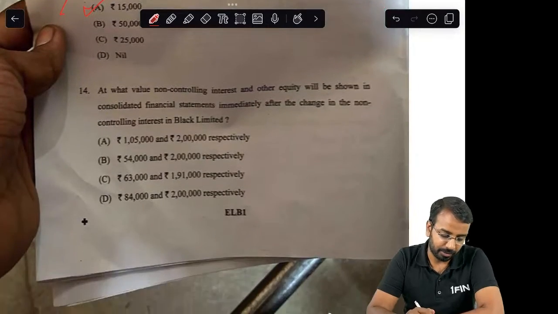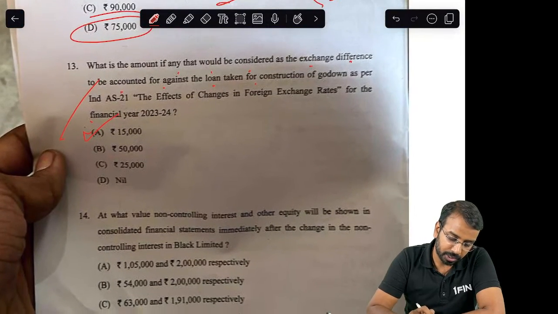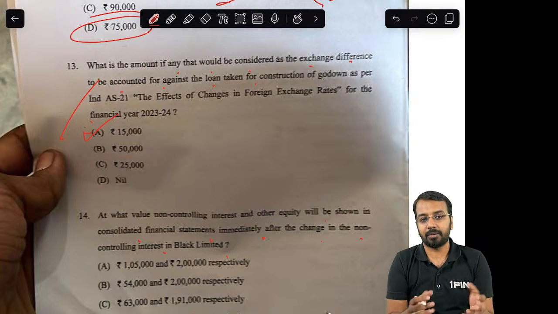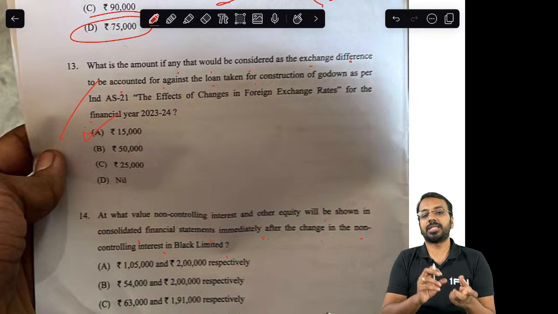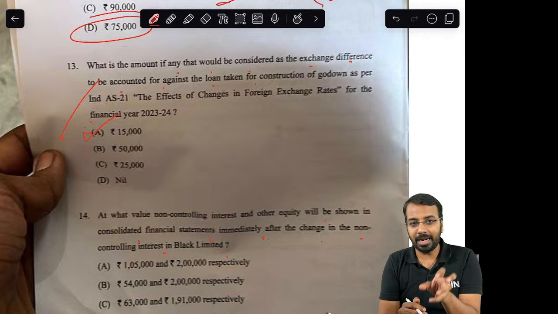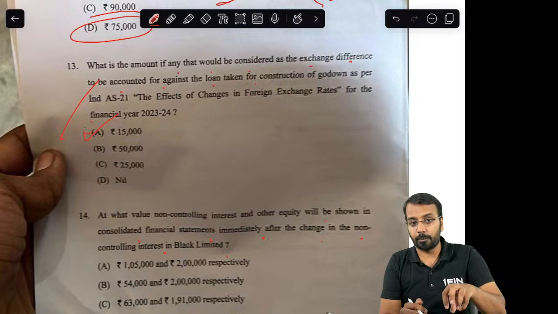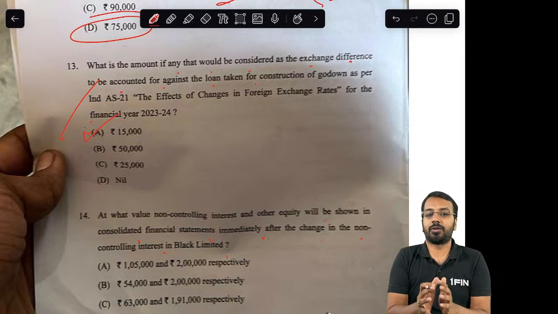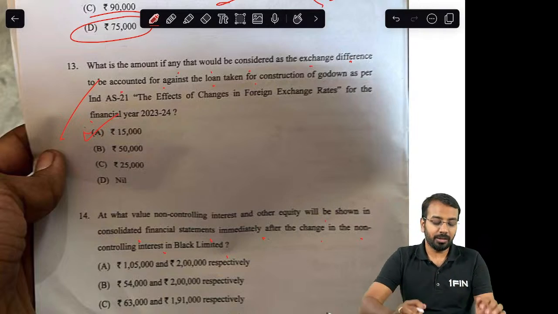Then, at what value non-controlling interest and other equity will be shown in the consolidated financial statement immediately after the change in non-controlling interest? So you can calculate. We have seen when we acquire additional stake, right? When additional stake is acquired, it is basically a transaction with non-controlling interest. You will reduce the non-controlling interest, and the other equity component, whatever is there, that also will be changed based on the reduction in non-controlling interest, and you will show that in the balance sheet.